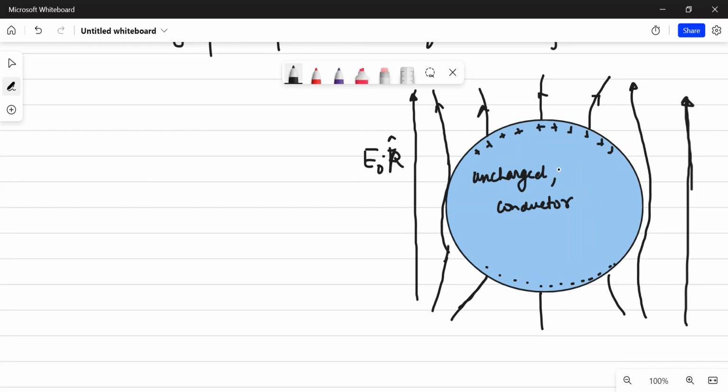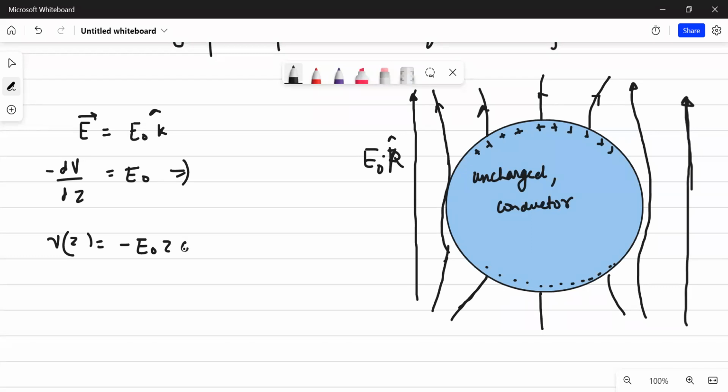I have placed an uncharged metallic sphere, or you can say a conducting sphere, in an electric field. And if I have placed this, I know that my electric field will be equal to E naught k cap. And I've taken spherical polar coordinates, and in spherical polar coordinates, if I write my electric field as minus dV upon dz, it will be E naught. So V as a function of Z, I can write as minus E naught Z, plus some constant of integration. Is that clear?